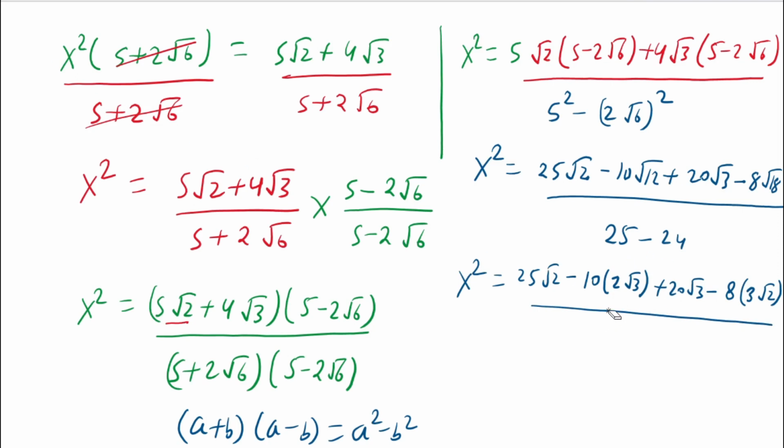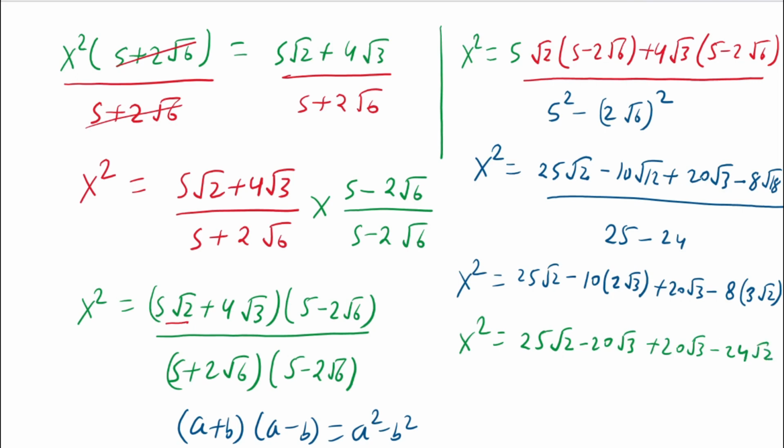So the denominator is 1 and x square is equal to 25 times square root of 2 minus 10 multiplied by 2, which gives minus 20 times square root of 3, plus 20 times square root of 3, and minus 24 times square root of 2. The negative and positive terms cancel out, so x square is equal to 25 times square root of 2 minus 24 times square root of 2, which is square root of 2. Here x square is equal to square root of 2.